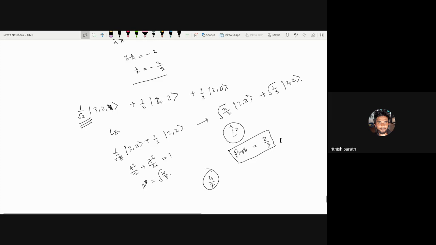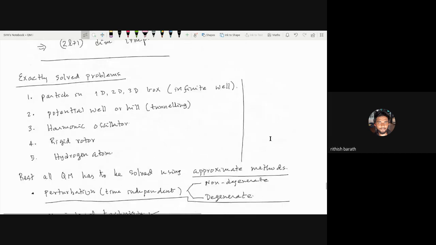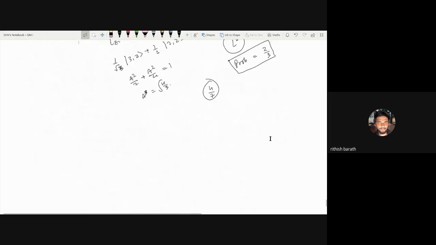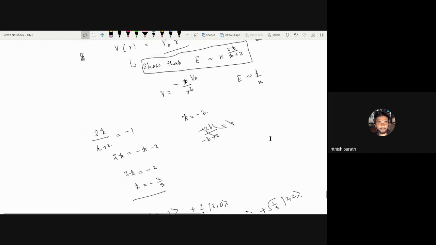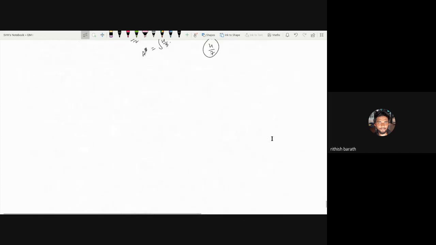Since 2 by 3 is not there, I think many of you have written the wrong answer as the correct answer. So don't worry, nobody will be penalized for that question.